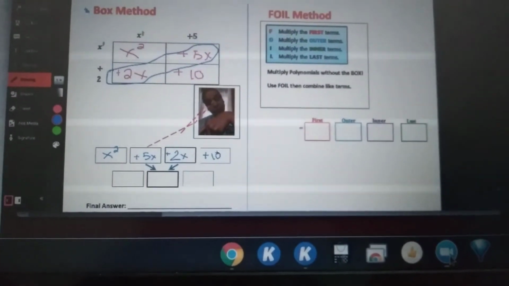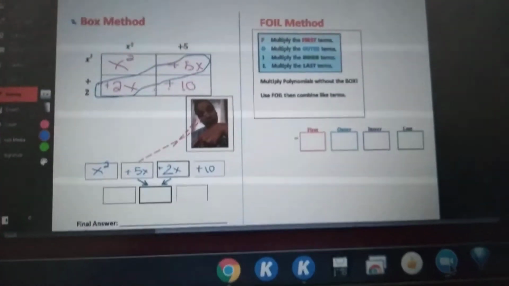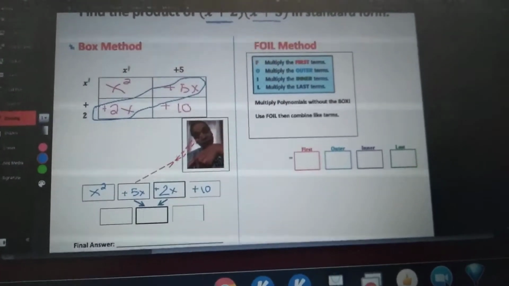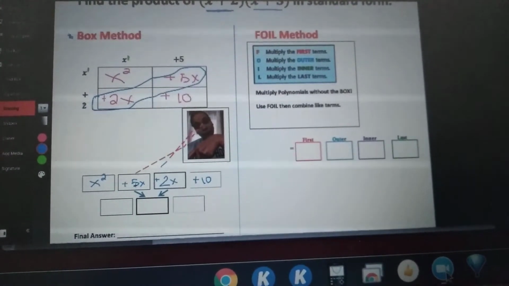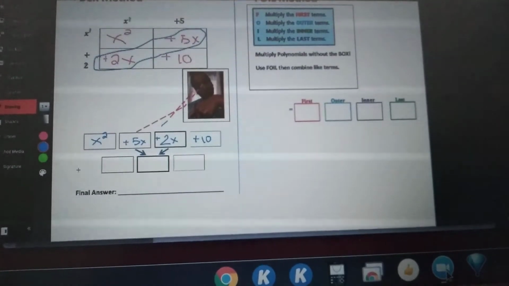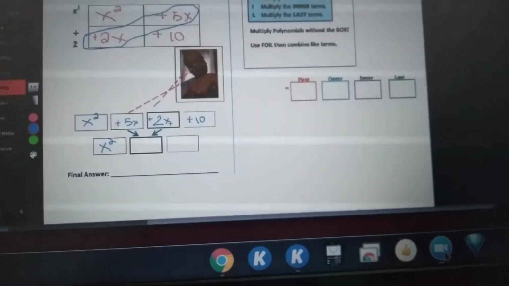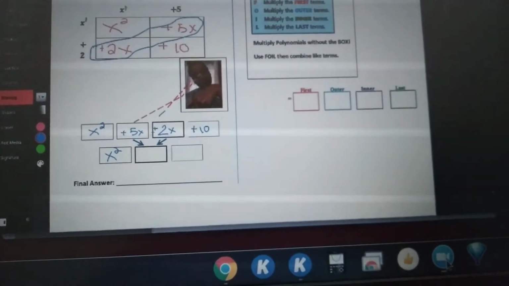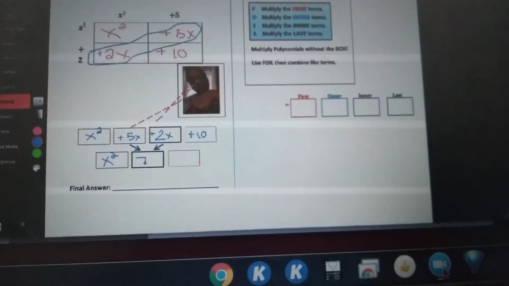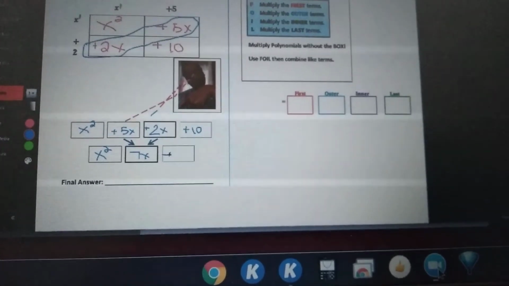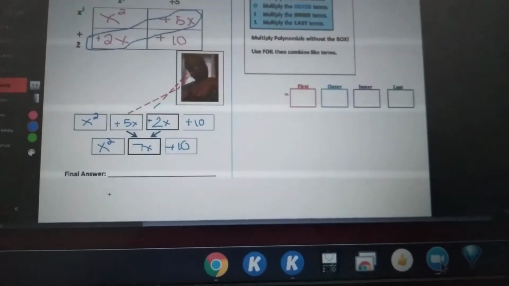Hold on here. I told you the diagonals are the like terms. Look at what my eyeballs are pointing to. 5x plus 2x. So your final answer will be x squared. Hey, x and x. I got 5 x's. I add 2 more x's. I have 7x plus 10. Everybody comprende?